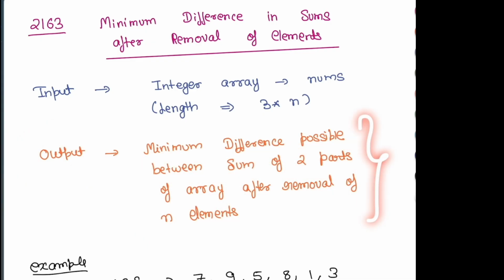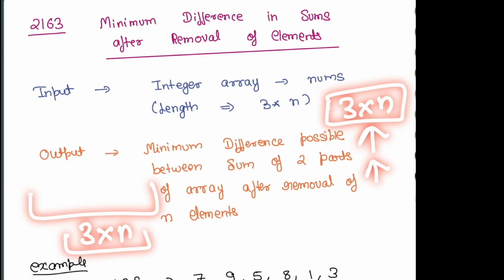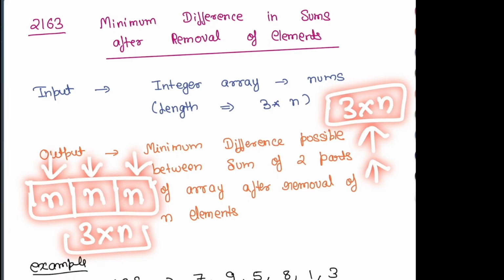Now this statement is a bit big, but let me explain that. We are given an array nums, and the length of nums is 3 multiplied by n. That is, it will be a multiple of 3. So the array will have a total of 3 multiplied by n elements. I can say the array has n elements, n elements, n elements. If I divide the array into 3 parts, the first part has n elements, the middle part has n elements, and the last part has n elements.